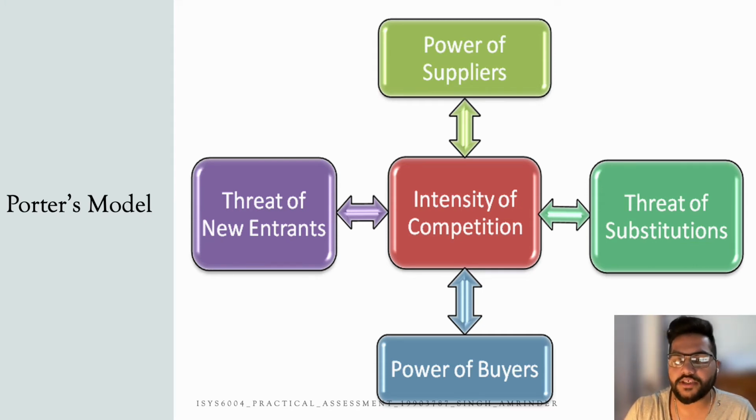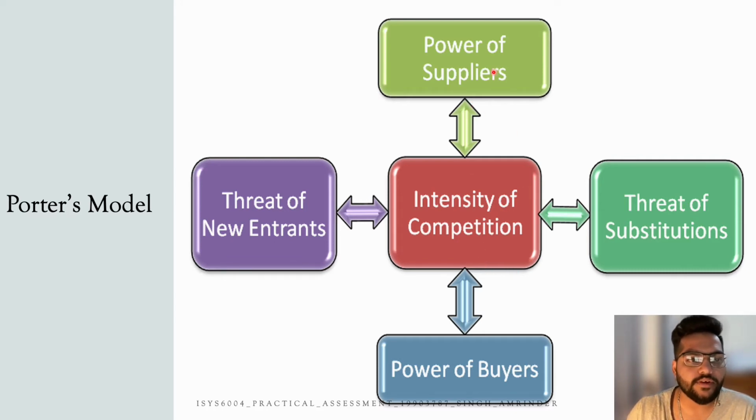This model is widely used to analyze the industry structure of a company as well as corporate strategies. To know it in depth, there are five forces. The first one is intensity of the competition. This model helps the organization to know about their competitors, like who is selling the same product which the company wants to sell in the market.